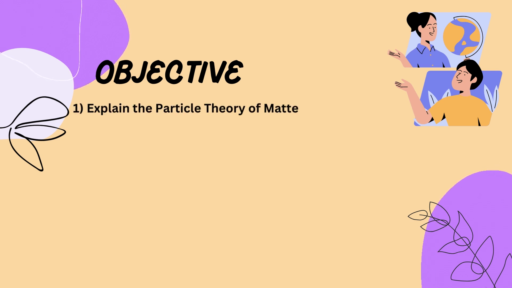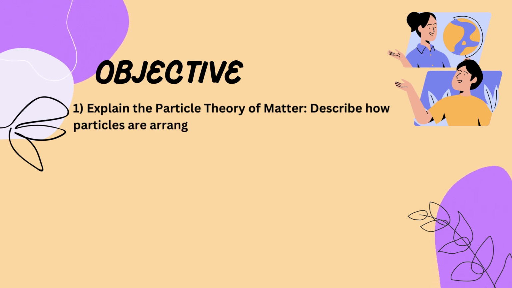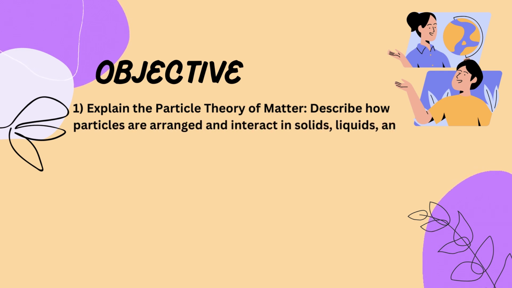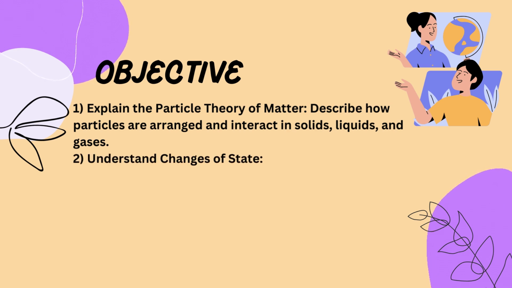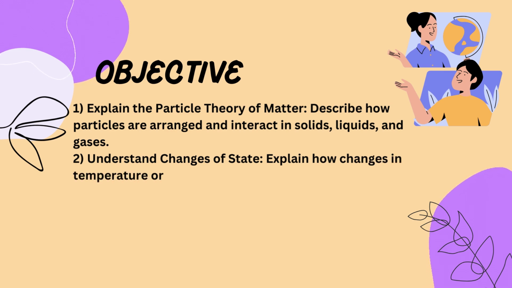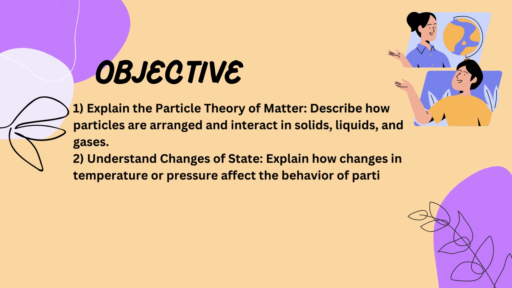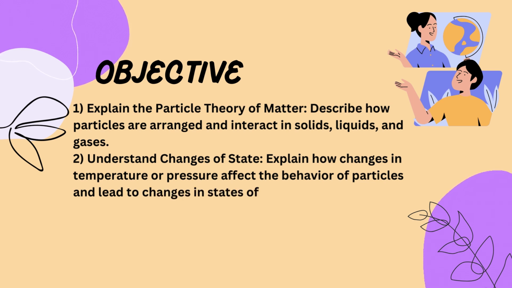1. Explain the particle theory of matter. Describe how particles are arranged and interact in solids, liquids, and gases. 2. Understand changes of state. Explain how changes in temperature or pressure affect the behavior of particles and lead to changes in states of matter.